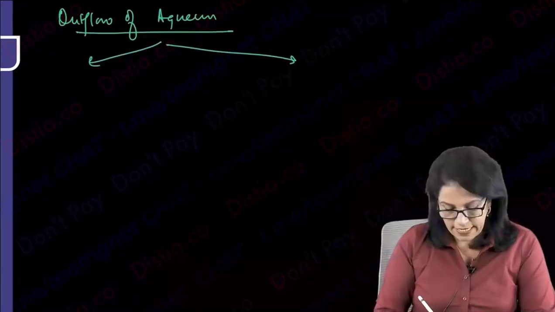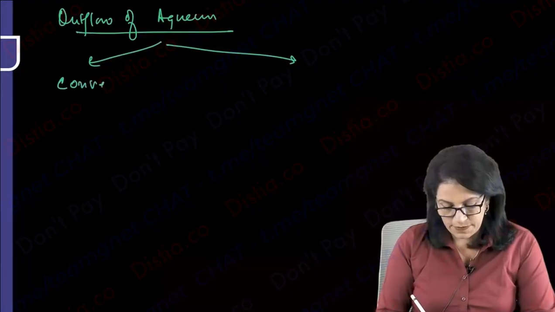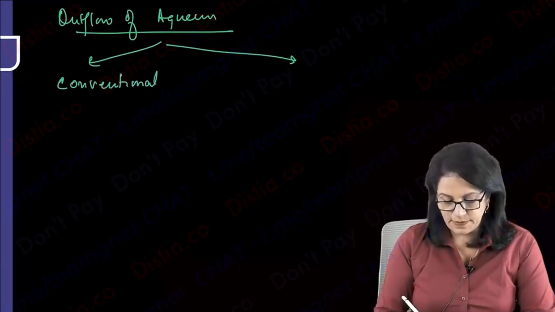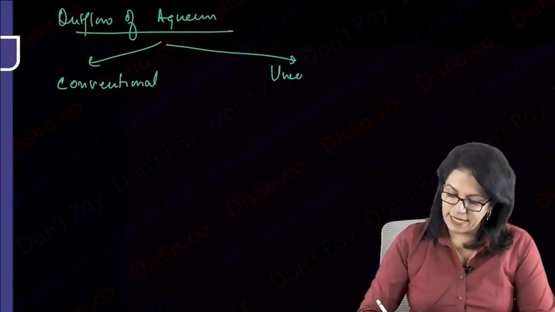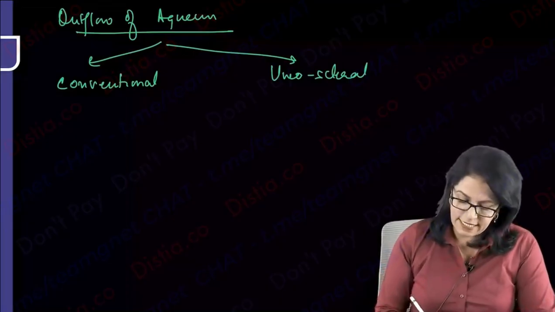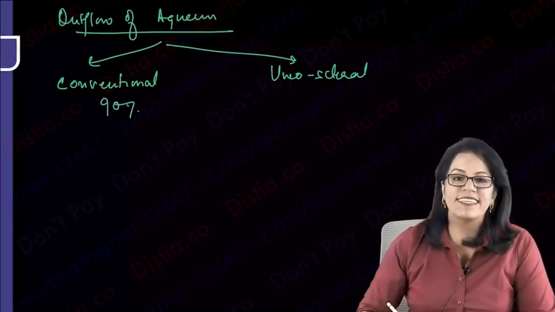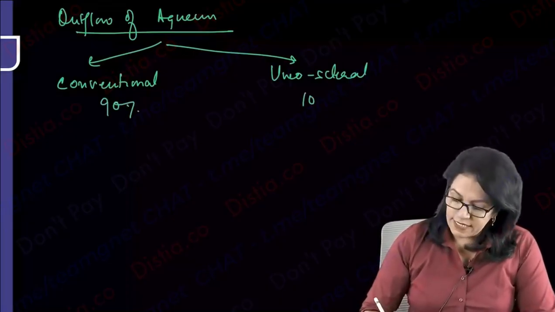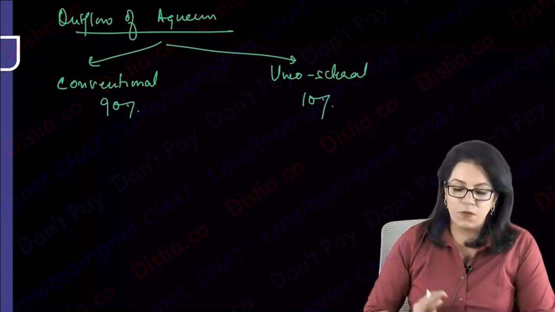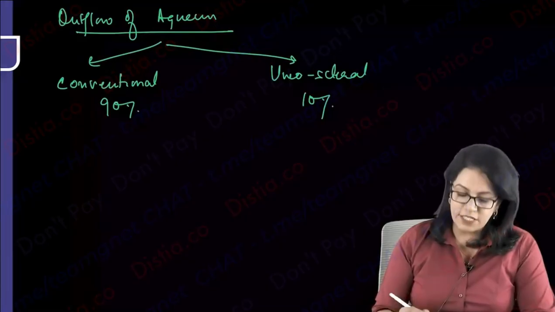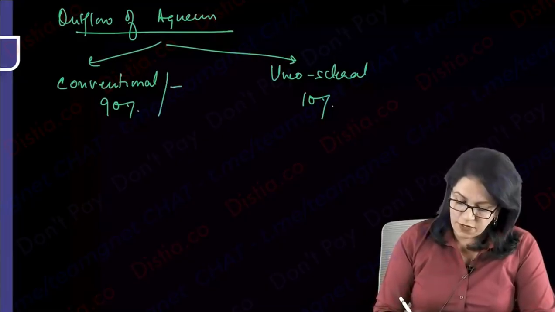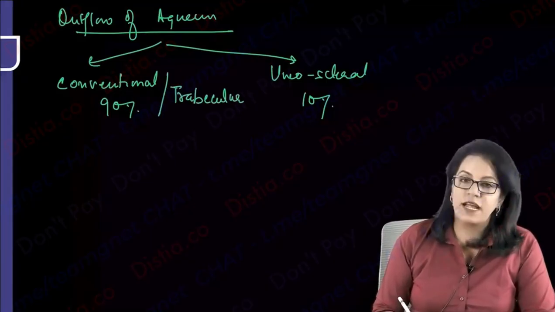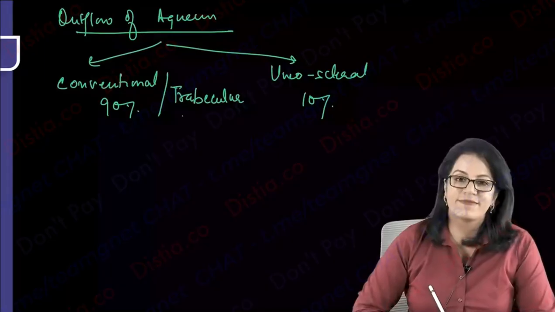Okay. So outflow of the aqueous, we will write here conventional outflow and uveoscleral outflow. Conventional, 90% of the outflow is conventional, 10% uveoscleral. Now one by one. So when you say conventional outflow, what is the other name? What are we talking about? Through the trabecular meshwork. So we are talking about trabecular outflow.